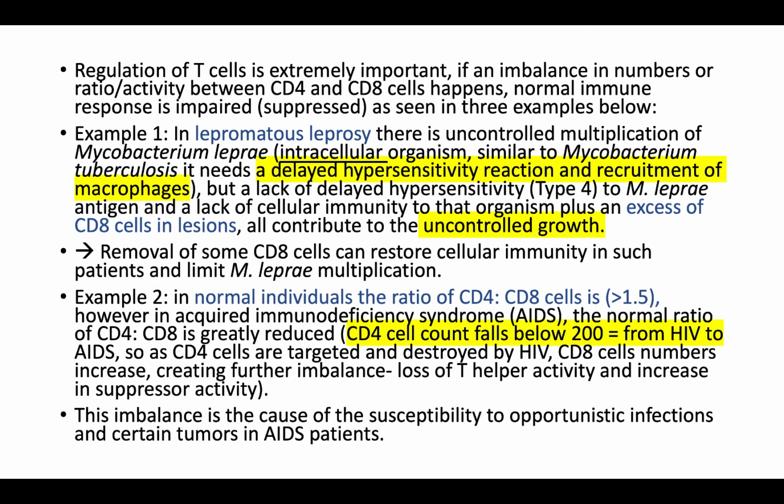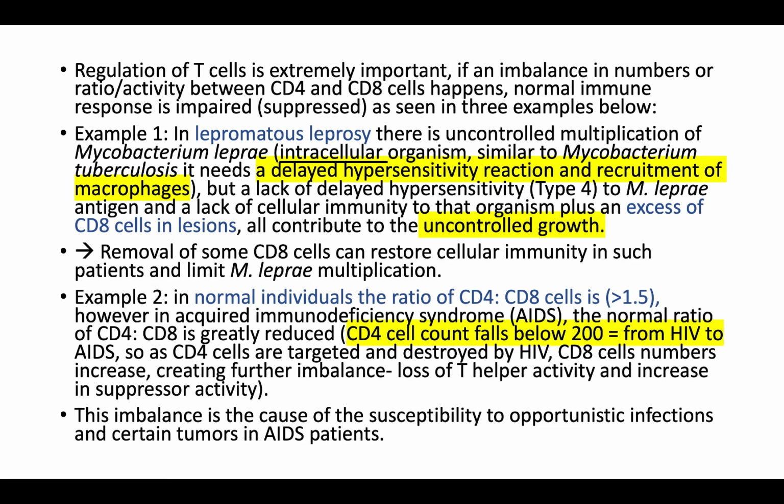Regulation of T cells is extremely important, as we know. So for example, a person with leprosy has uncontrolled multiplication of Mycobacterium leprae. This is an intracellular organism, much like tuberculosis. It needs cellular immune response. So a lack of delayed type hypersensitivity, the proper immune response, will lead to uncontrolled growth and excess of lesions. So you have a lot of CD8 cells that are not doing anything in these lesions, they are trying to work, and then they are not able to do so. So removal of some of the CD8 cells can restore cellular immunity in such patients and limit the multiplication of this organism.